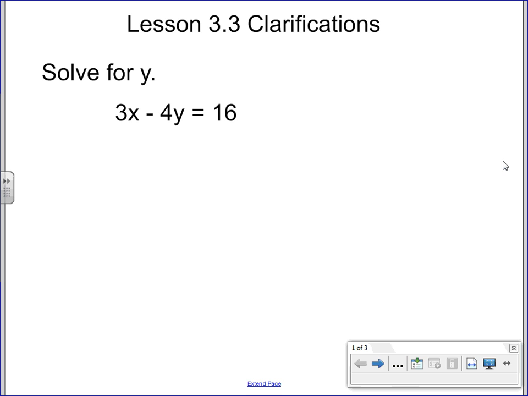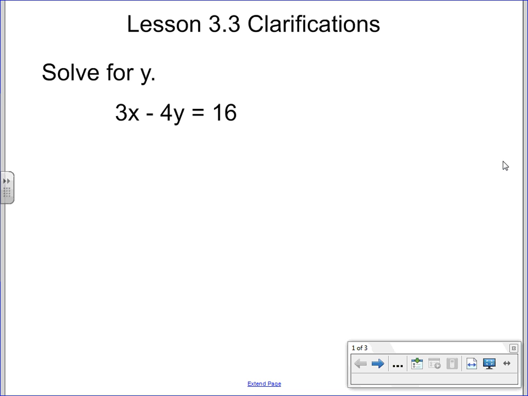Hey, it's Mrs. Joten, and there are a few things that I want to discuss with you before you start your 3.3 assignment on slope-intercept form. The first is solving for y. In the past, we have solved for y, but we haven't really simplified all the way. Today we're going to talk about how to do that because it will help put your equation into slope-intercept form.